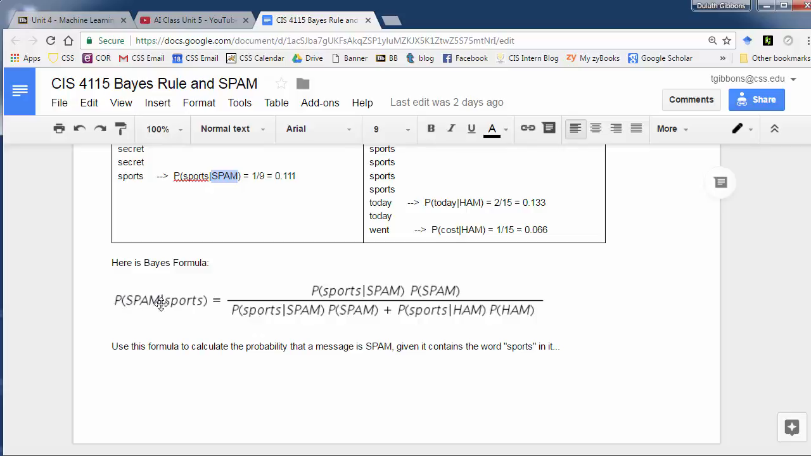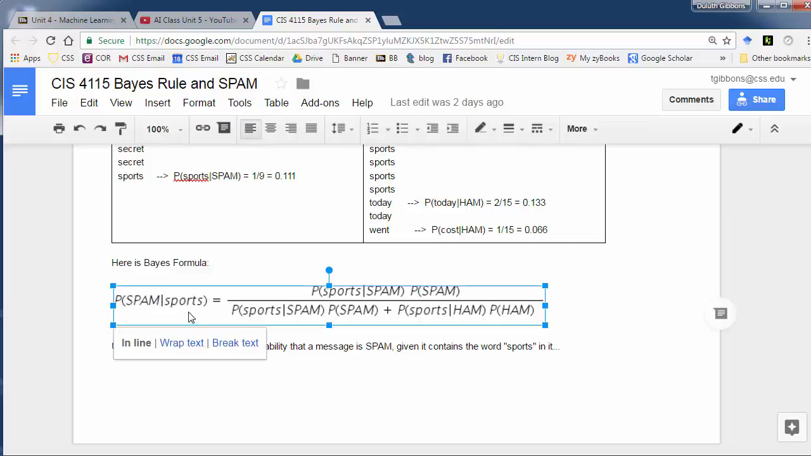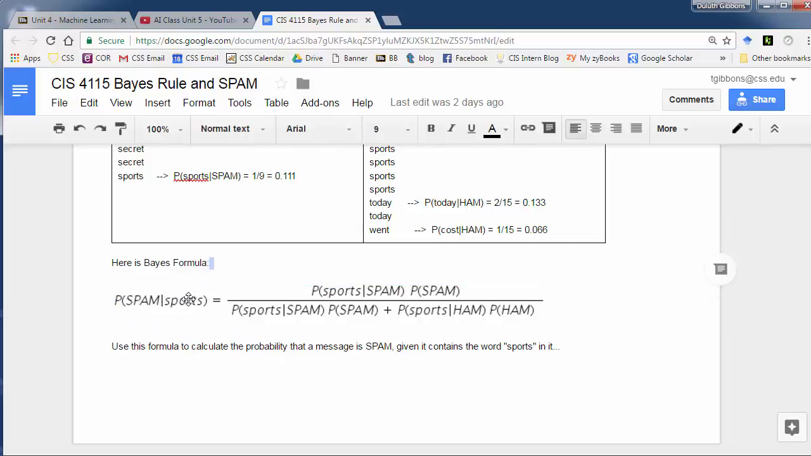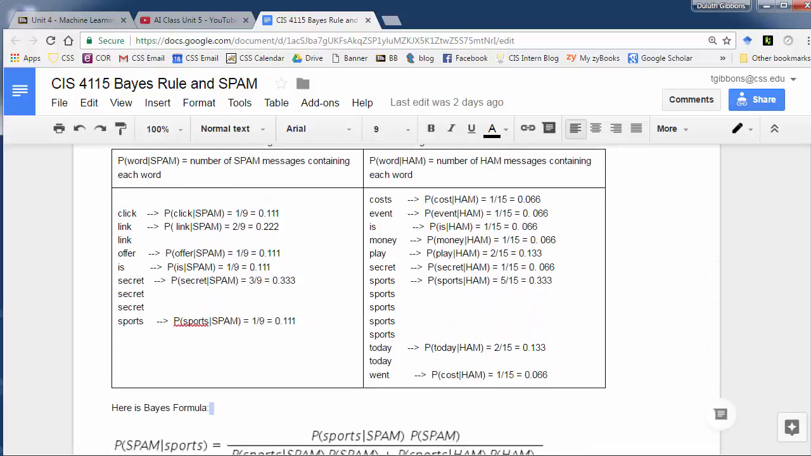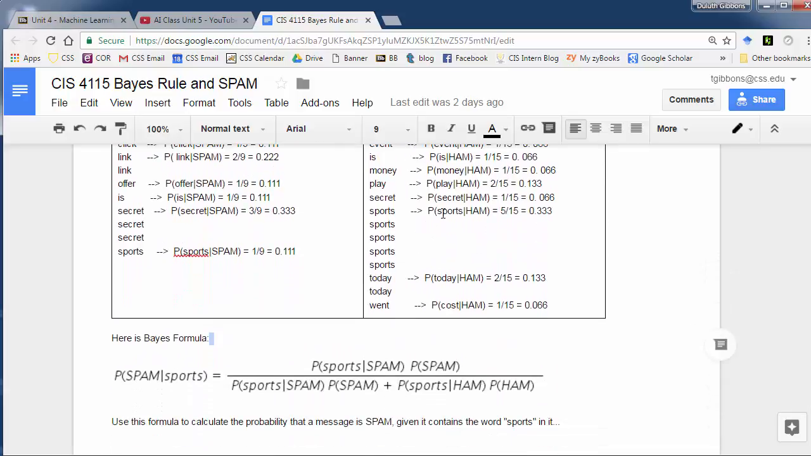So we want to predict, given we have a new email message and it has the word sports in it, we want to calculate if it's spam. So this is the opposite of what we had before. We already know, if we know it's ham or spam, what's the chance of a word being sports, because we can count how many. But we want to do the opposite. Given a word, we don't know if it's ham or spam.